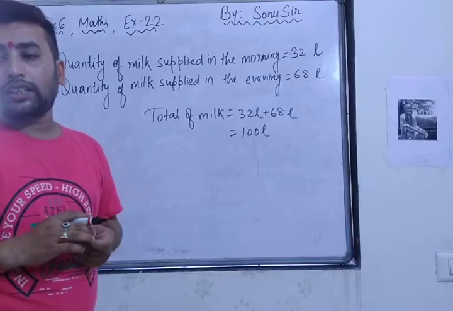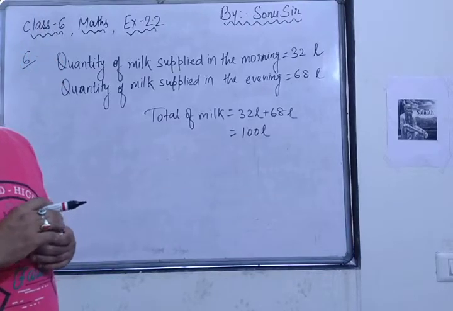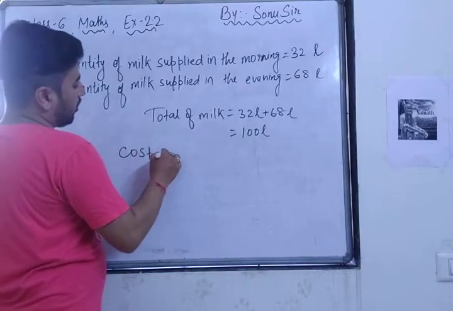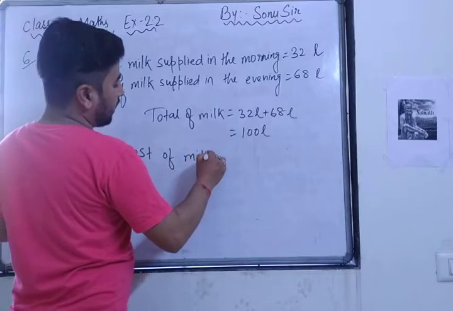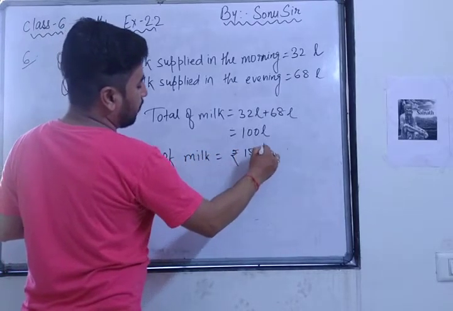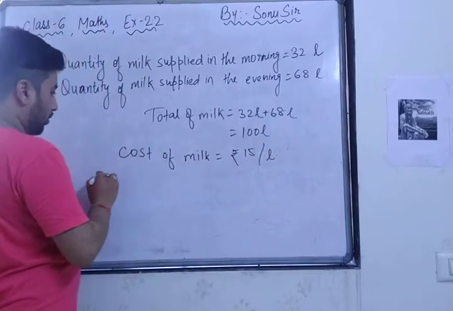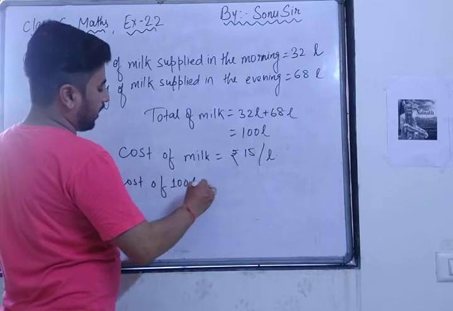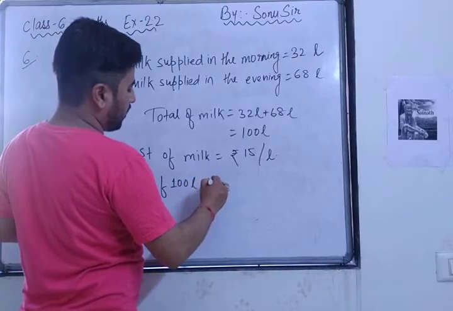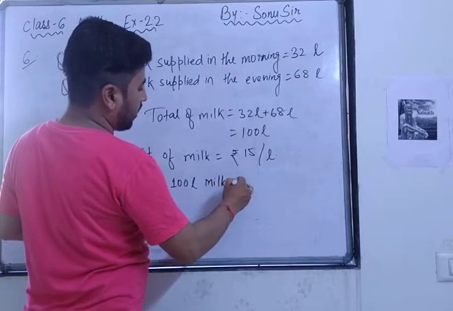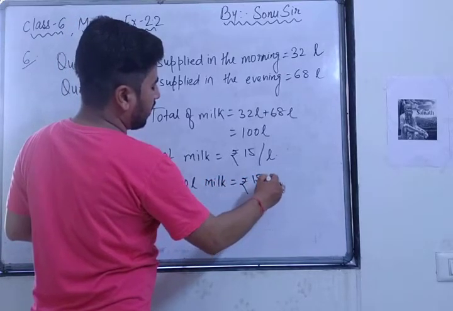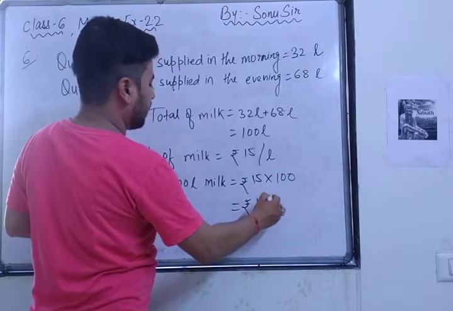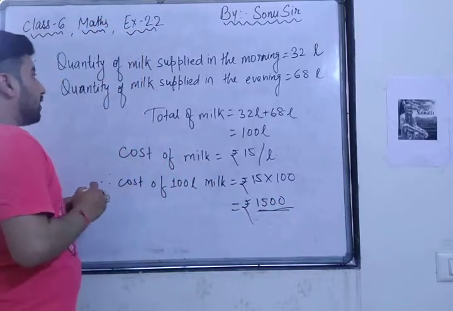What is the cost of milk? Cost of milk is 15 rupees per liter. Therefore, the cost of 100 liter milk is equal to rupees 15 into 100, that is equal to rupees 1500. I hope all of you have understood this answer.